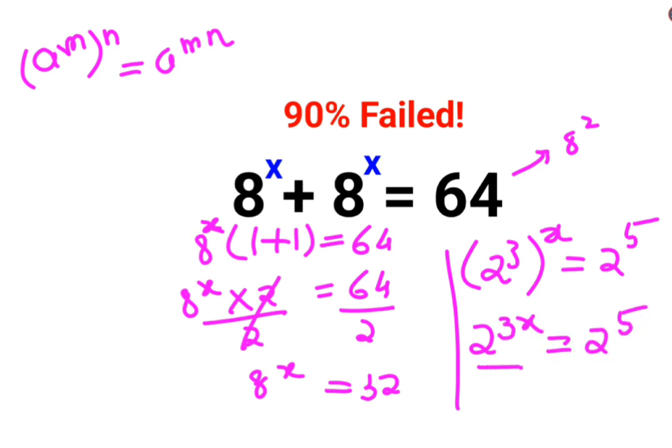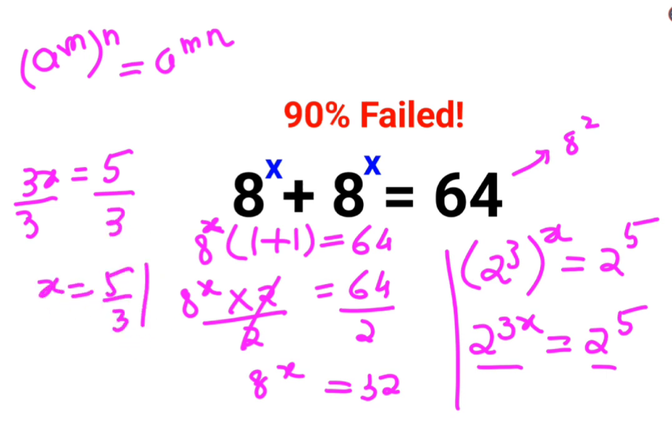Now since the bases are same, I can directly equate the indices, so 3x equals 5. In order to find the value of x, we will divide both sides by 3. So the value of x is 5 by 3, or I can say 1 and 2 by 3, or I can say 1.66. Okay, so either way, all three values are absolutely correct for this particular question.